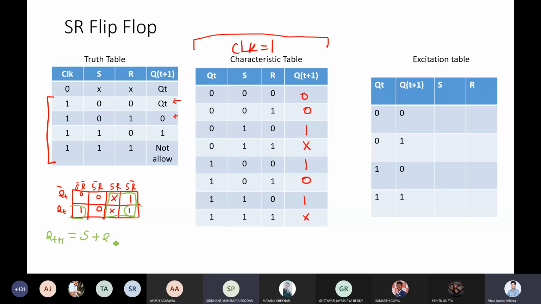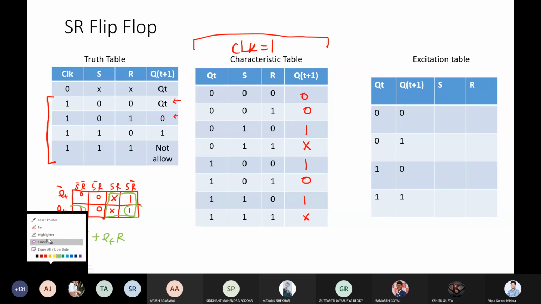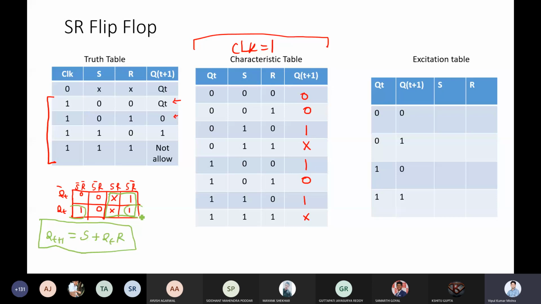Qt R bar. Now you can simply find out, sorry, Qt R, not bar. So Qt R, this will become your characteristic function for your SR flip-flop. Any doubt, sir, till this? R bar only. Oh, sorry. Yes, true. R bar, Qt R bar, correct. So this will become your characteristic function.